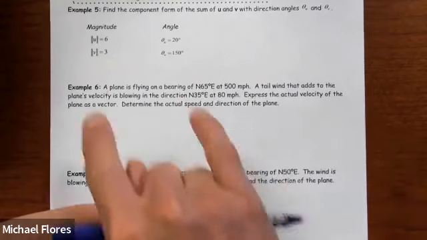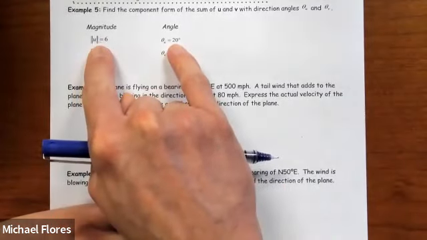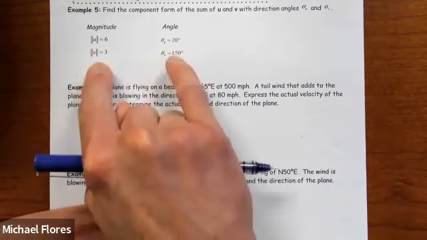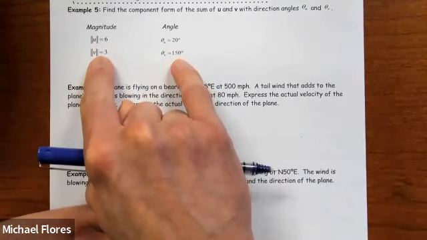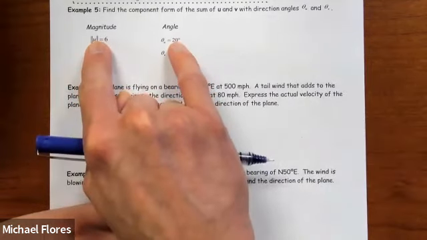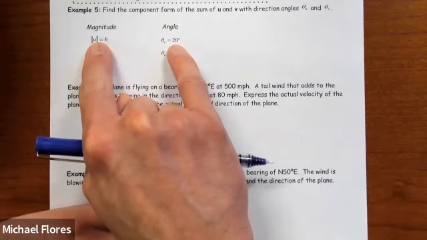So we have two sets of data here. We have a magnitude of 6 and an angle of 20 degrees. Here we have another set of data with a magnitude of 3 and an angle theta of 150 degrees. For right now, we are going to set up a component vector just using these 2 bits of information.